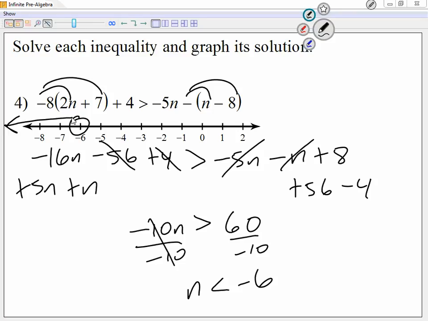Any questions? On the quiz tomorrow, there's 20 questions. There's 10 of these, and then there's 10 that have an equal sign instead of an inequality sign. So pretty similar, you just don't have to graph it. It's the same thing, pretty much the same work. Once again, any questions?